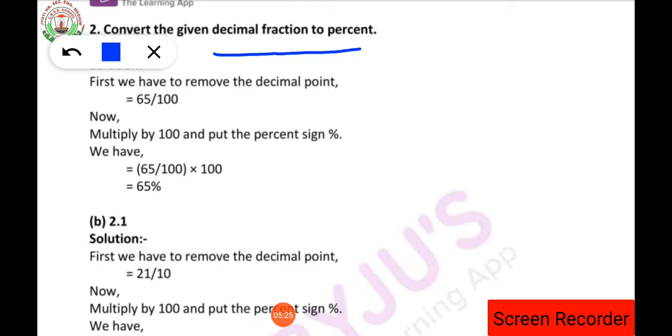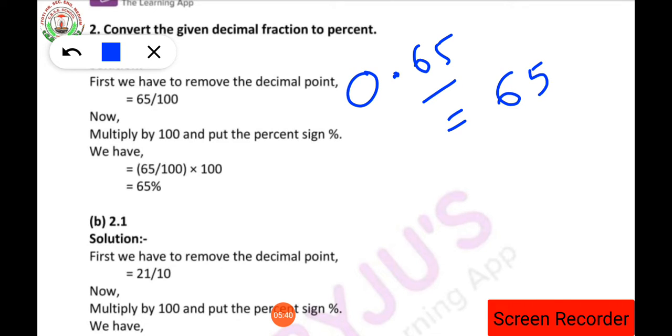So what is the number we are having over here? The number is 0.65. After the decimal, how many numbers are there? 2 numbers are there. So if this decimal is written in the form of a fraction, how do we write it? That is 65 upon 100, isn't it?